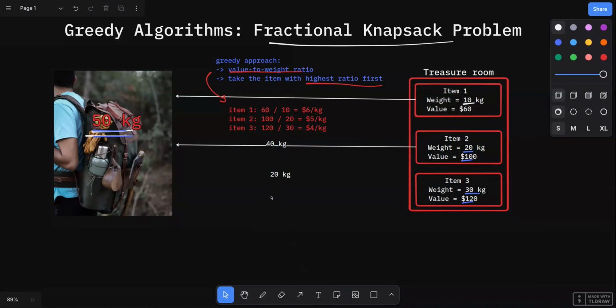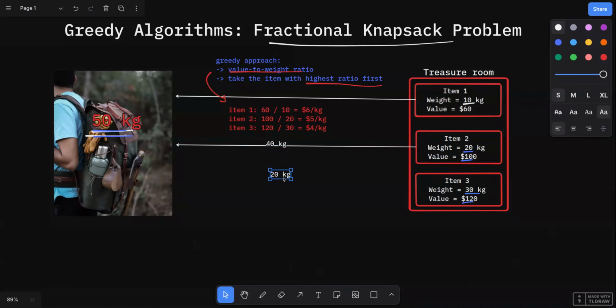And so as you can see, item 3 has 30 kilograms and we only have 20 kilograms left. Now what you do here, we're going to take as much as possible of item 3. Do remember that when you were stating the problem, you saw that you can take fractions of the items, which means you don't have to take the whole item. So you can take fractions of item 3, and you're going to take as much of item 3 as possible. It has the lowest value to weight ratio of $4 per kg.